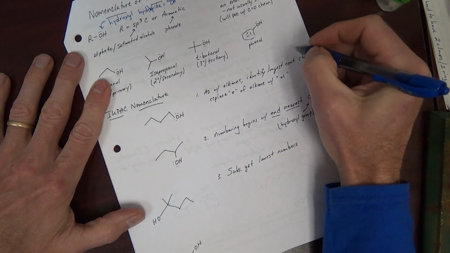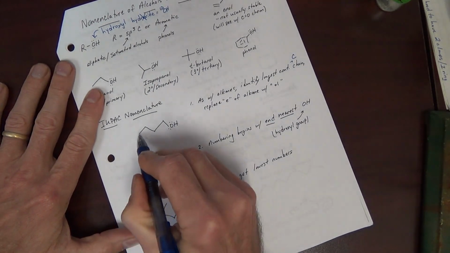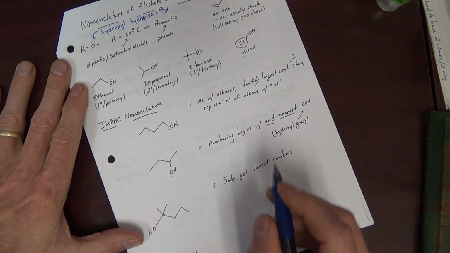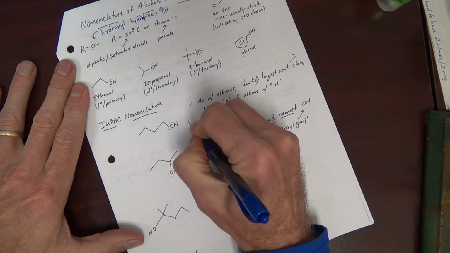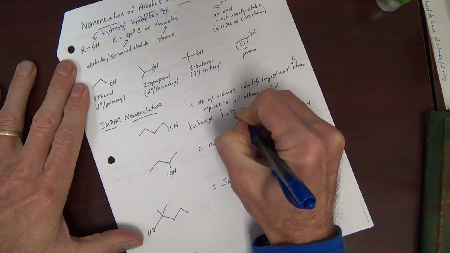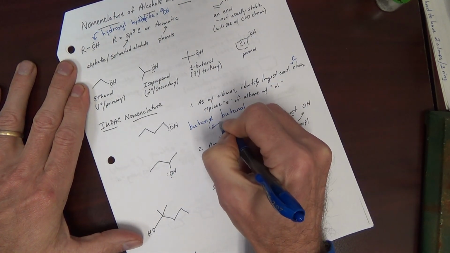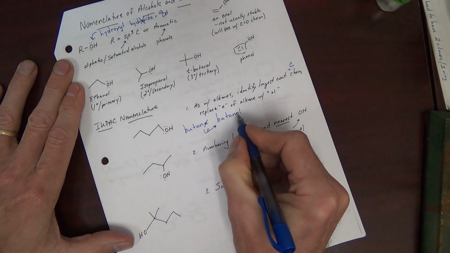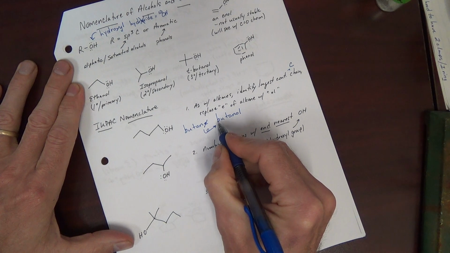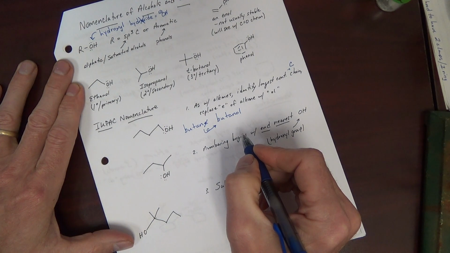Longest continuous carbon chain, okay? In this compound here, we have 1, 2, 3, 4. There's no other chain there, so we have a butane, but we're going to replace the E with OL. And the name becomes butanol, with the OL indicating the 4-carbon has an alcohol group on it, essentially.